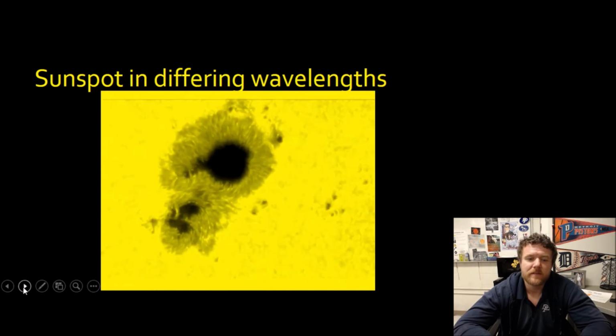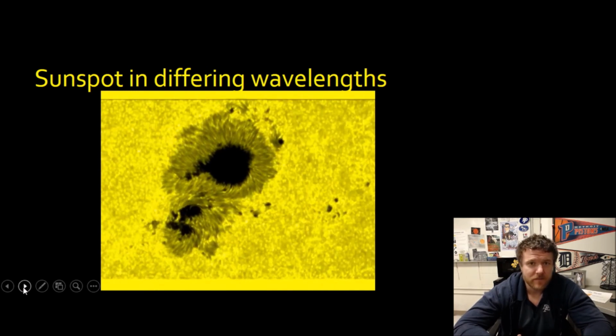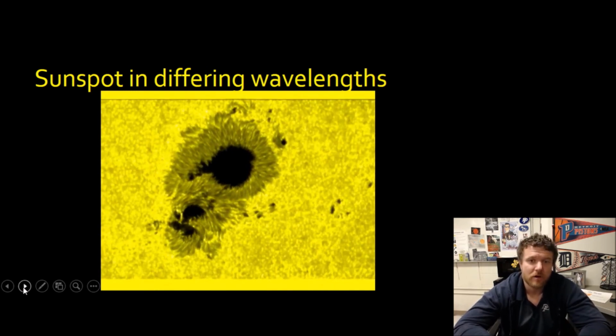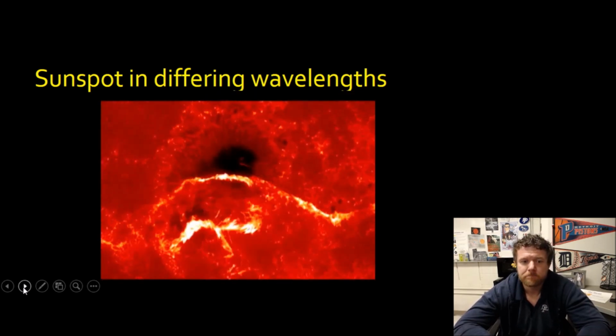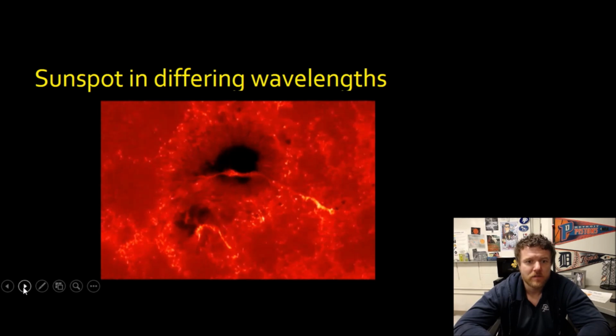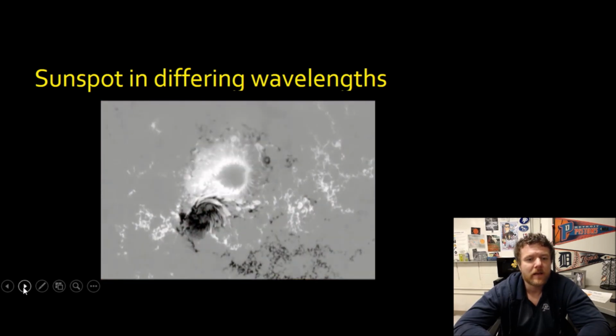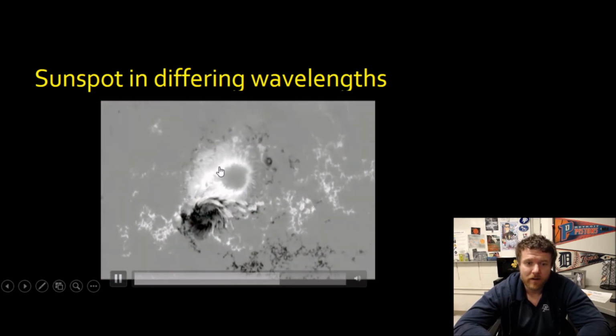Let's take a look at sunspots in different wavelengths. In visible light, a sunspot is going to be much, much darker. However, when you change to infrared, you still have a sunspot being much darker. Let's now go to ultraviolet, and the sunspot is now the bright area.